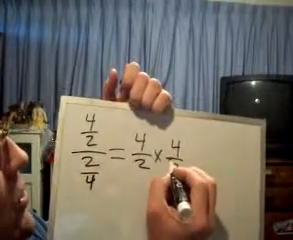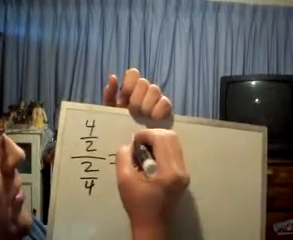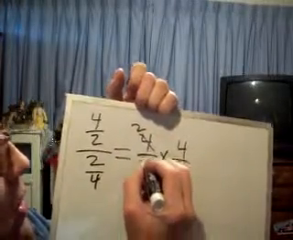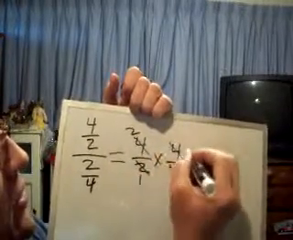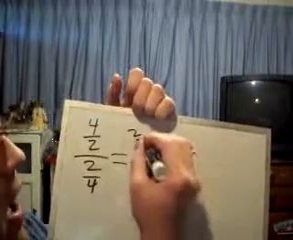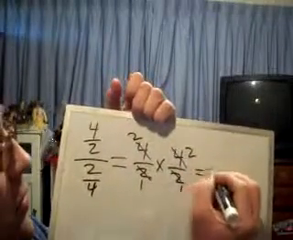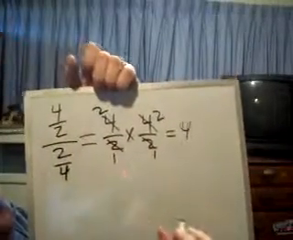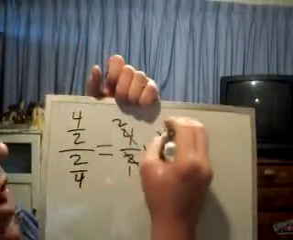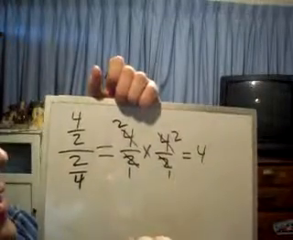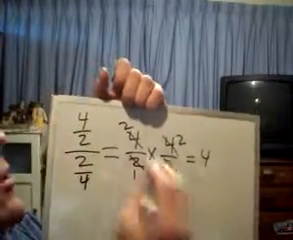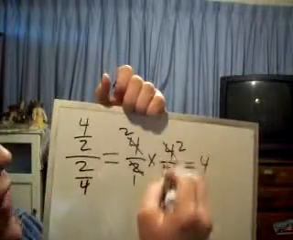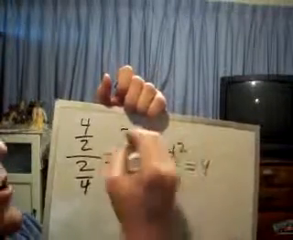Now then, 2 goes into itself once, 2 goes into 4 twice. So now you have 2 times 2, which equals 4. Because 2/1 is still 2, and 2/1 is still 2. Or, in better terms, 2 divided by 1 is 2, so therefore, 2 times 2 is 4. And that's how we solve complex fractions.